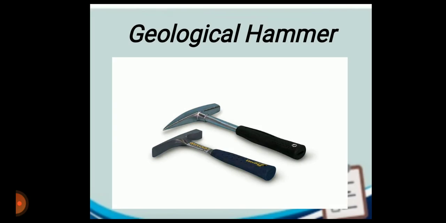Geological hammer. The geological hammer is basic equipment for any geologist as it is the tool used for collecting samples. The best geological hammers are the ones with a chisel head made of hardened steel and a rubber-coated shock reduction handle.